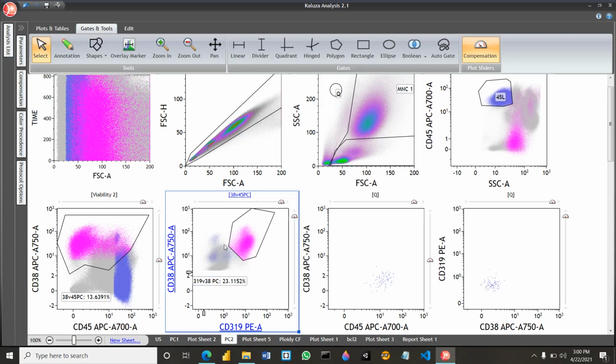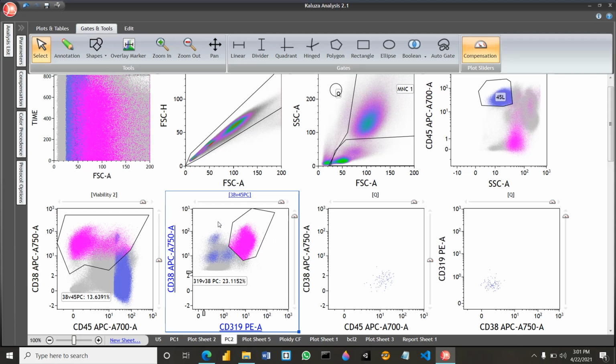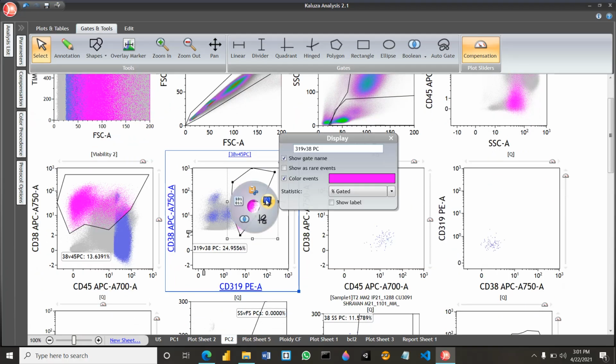Now you can see with 38 45 we have included a lot of unwanted cells, and with CD319 we can identify them the same way as CD38. So we can include all these cells as plasma cells. You can see there are a few cells here. Okay, so these are our plasma cells, final pure plasma cells, and we can label them final PC.